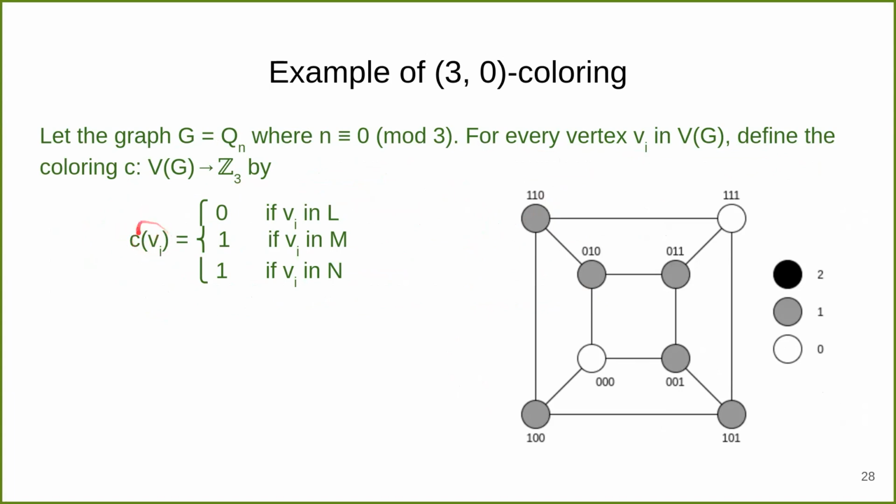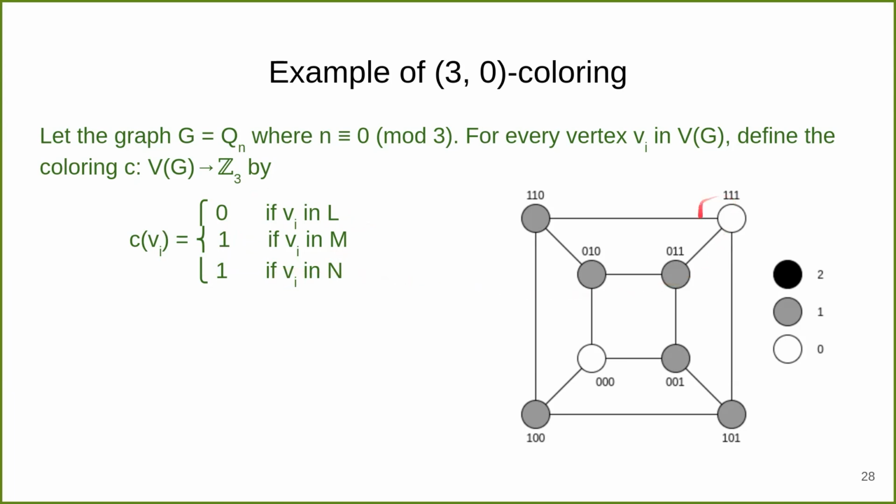The coloring of VI is equal to 0 if VI is an L, so the number of ones in VI's n-tuple is 0 mod 3. If that's the case, we'll color it 0. If VI is an M, we color it 1. And if VI is an N, we color it 1.